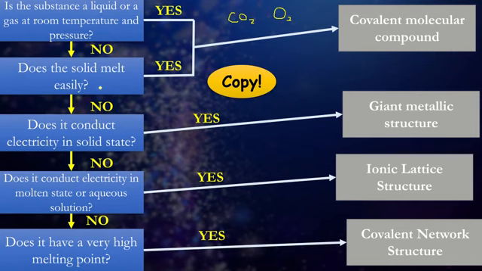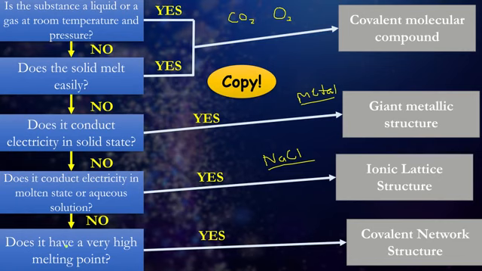Does the solid melt easily? If it does, that's also a covalent molecular compound. Does it conduct electricity in its solid state? So anything that conducts electricity in its solid state is a metal. Okay, so any metallic structure should conduct electricity as a solid. Does it conduct electricity in its molten or aqueous state? So that's an ionic lattice. An example of an ionic lattice would be sodium chloride, so table salt.